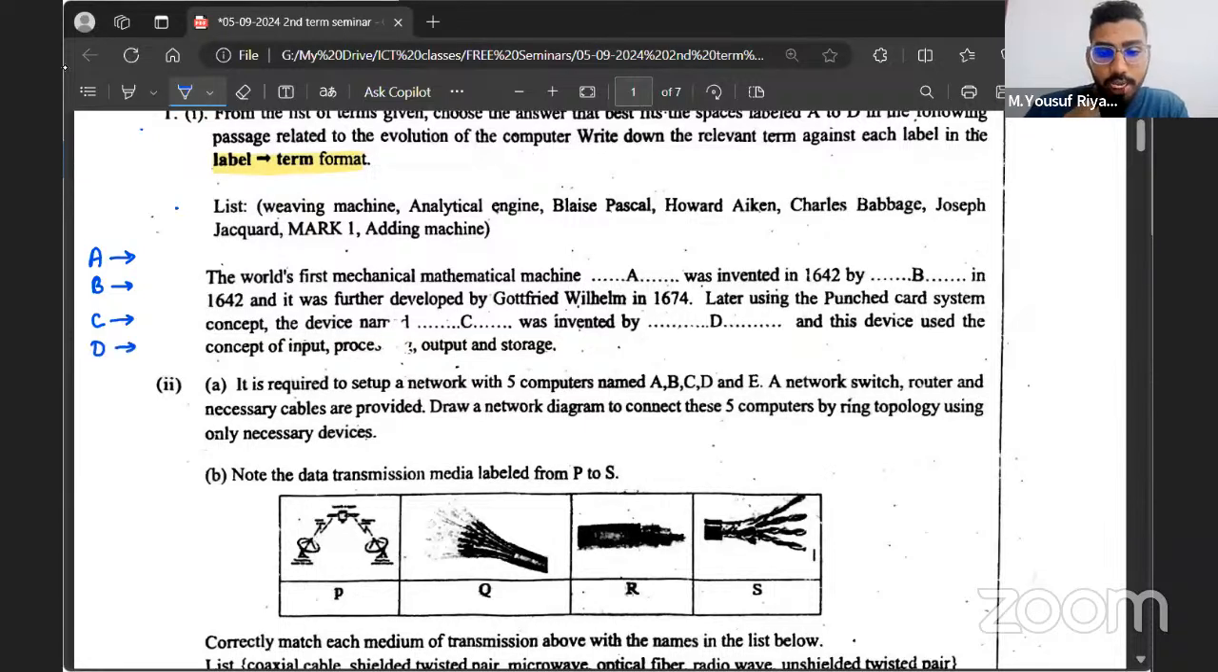Now, the first thing: the world's first mechanical mathematical machine dash was invented in 1642 by dash, and it was further developed by Gottfried Wilhelm in 1674. Okay. First of all, tell me, what was the first mathematical machine we had? In order to do calculations, what was the first machine which we had?